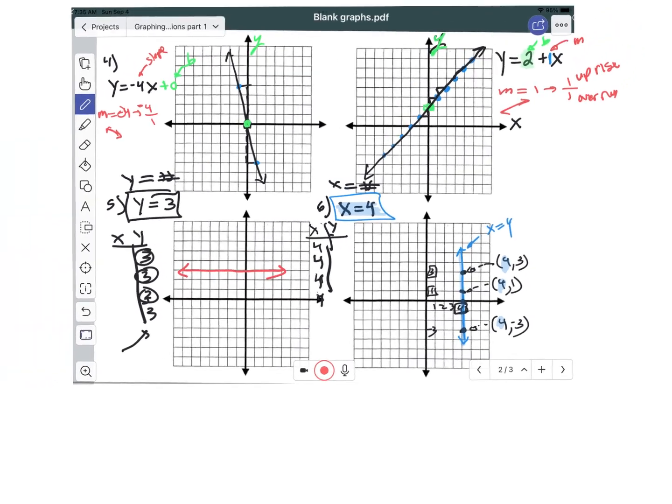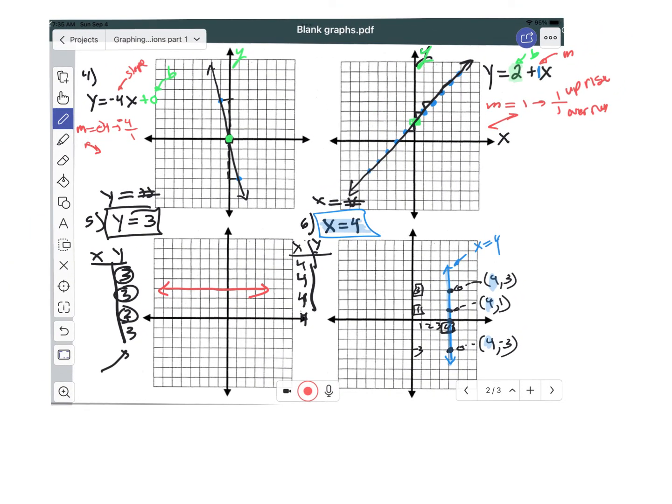So as you can see, you've got some lines that are slanted. So here we have some lines that are slanted, and they were in y equals mx plus b. And then you have some special cases where you have just y equals a number, you have a horizontal line, and then x equals a number gives you a vertical line. So some special cases.